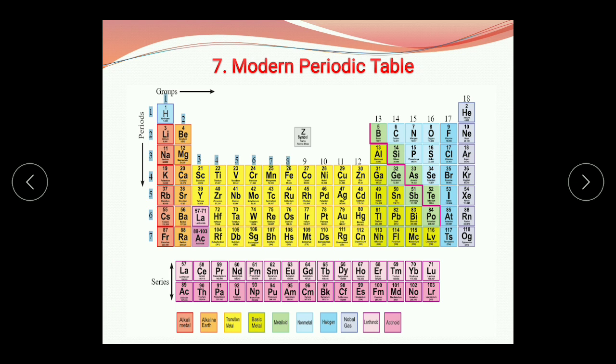The first shell thus gets filled along the first period, as the first shell has only one subshell, that is S. That means it has only one orbital, hence it has a capacity to accommodate only 2 electrons. Hence there are 2 elements in the first period, that is hydrogen and helium.